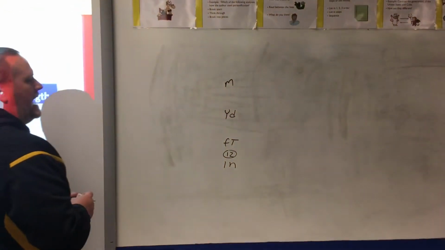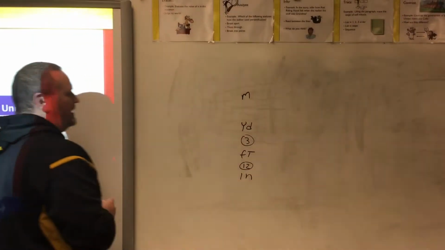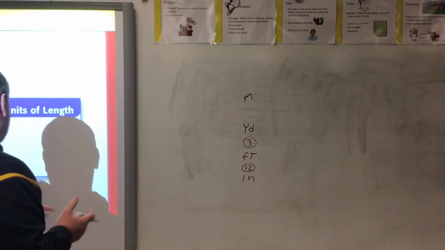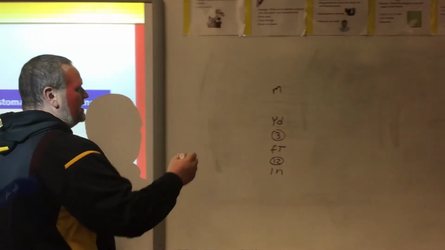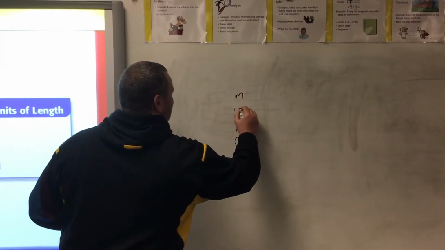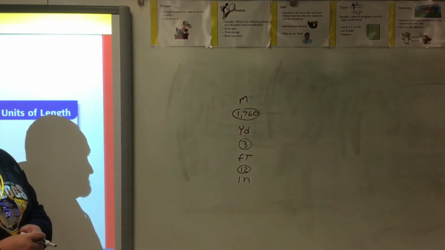12 inches. How many feet are in a yard? 3. There are 3. And you may not know, but again, from the chart, you can take a look. It's 1,760. There is 1,760, and I'll circle that, yards in a mile.